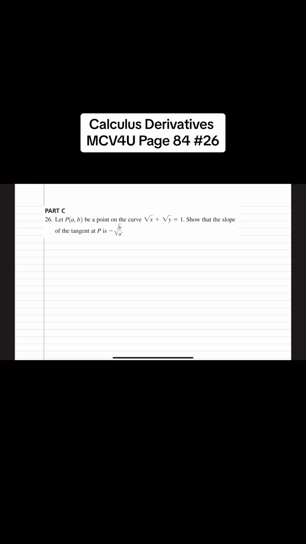We see that the question says, let P(A, B) be a point on the curve, the square root of x plus the square root of y equal 1. And it's asking us to show that the slope of the tangent at P is equal to negative root B over A. First of all, we can use some of the given information.